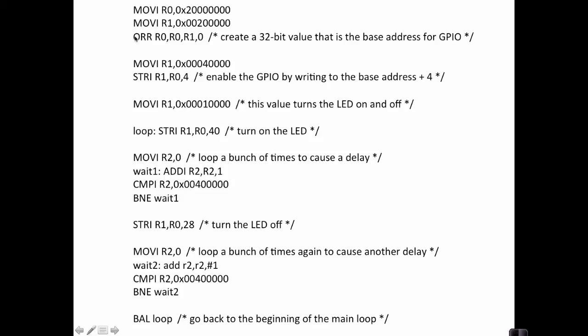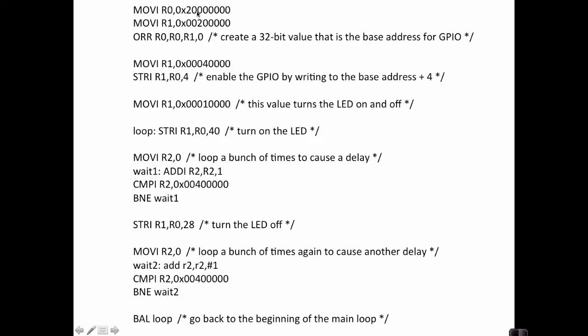And then I OR registers 0 and 1 and store the result in register 0. This final 0 is how far we want to rotate register 1. You'll be able to see that if you look at the ARM instruction set and you look at the OR instruction there. And the reason I do this is because I can't do a move immediate of the value 2020000 directly into a register using a move. It takes a couple steps.